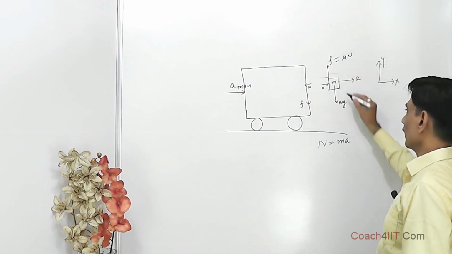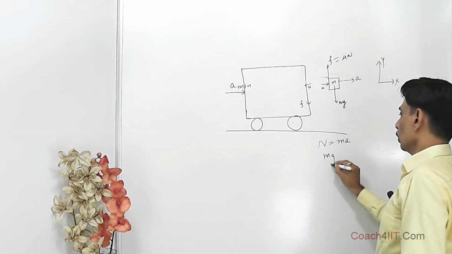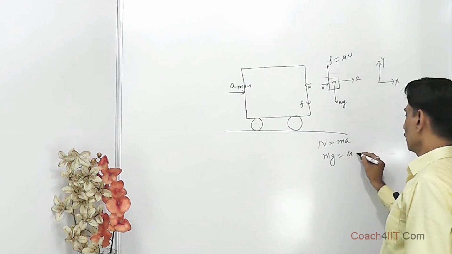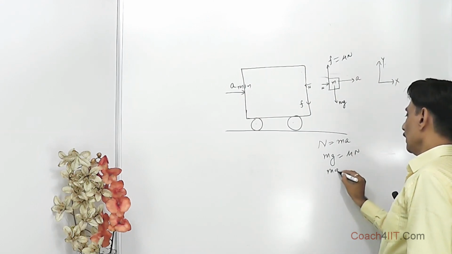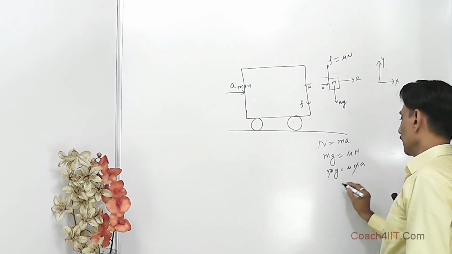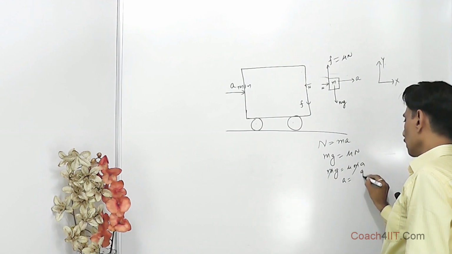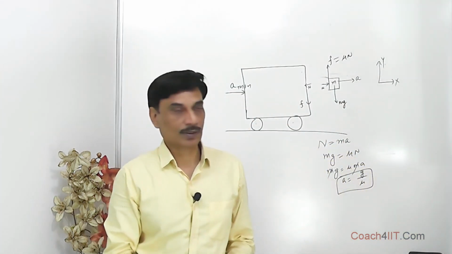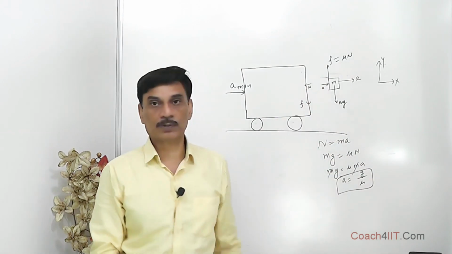If we look along the y-axis, then mg should be balanced by mu into n. That is, mg is equal to mu into n, and n is equal to m into A. M and m get cancelled, so A turns out to be g by mu. This is the minimum acceleration at which this block will be stationary with respect to this block.